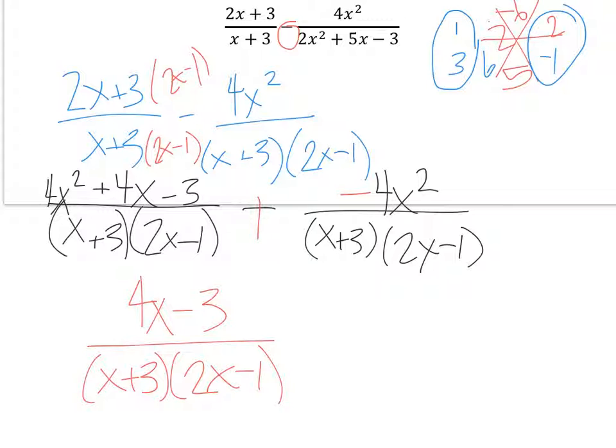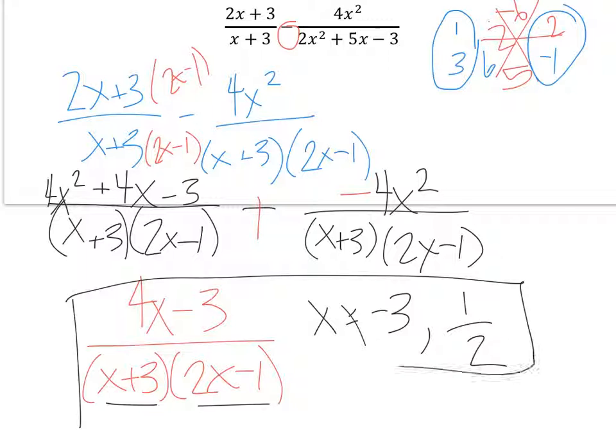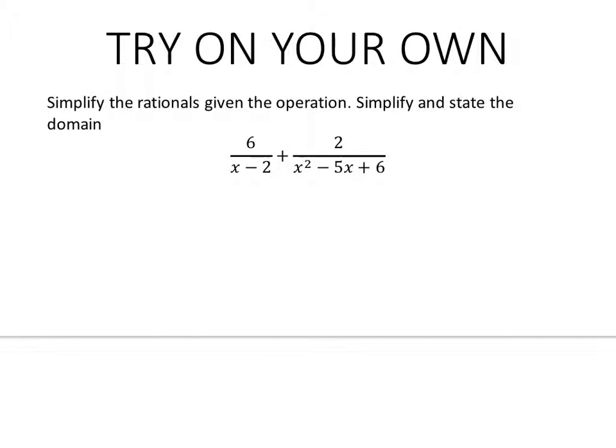You always have to look to see if you can factor and simplify the top. So my domain here is x cannot equal negative 3 and x cannot equal 1/2. Remember, I get that from setting x plus 3 and 2x minus 1 equal to 0. So I'm going to box in my answer and my domain. As you're trying your own, it's just like the second example we did today. You're going to have to factor something before you know how to get your common denominators. So I will see you next class.